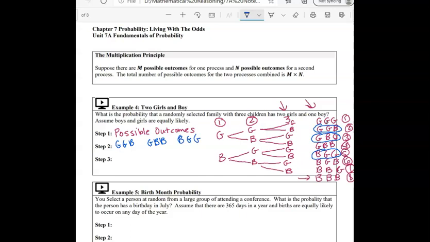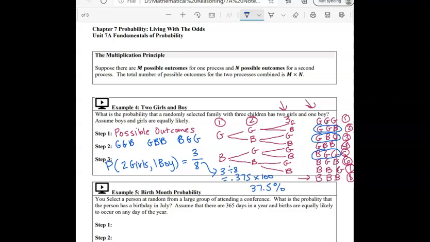Step number 3. The probability that a family with 3 children has 2 girls and 1 boy. Well, this is the way you would want to write that. The probability that we've got 2 girls and 1 boy is going to be equal to the number of outcomes with 2 girls and 1 boy, so the 3 of them, out of our total number of outcomes, which is 8. If we do 3 divided by 8, we get 0.375. If we multiply that by 100, we get our percentage of 37.5%.